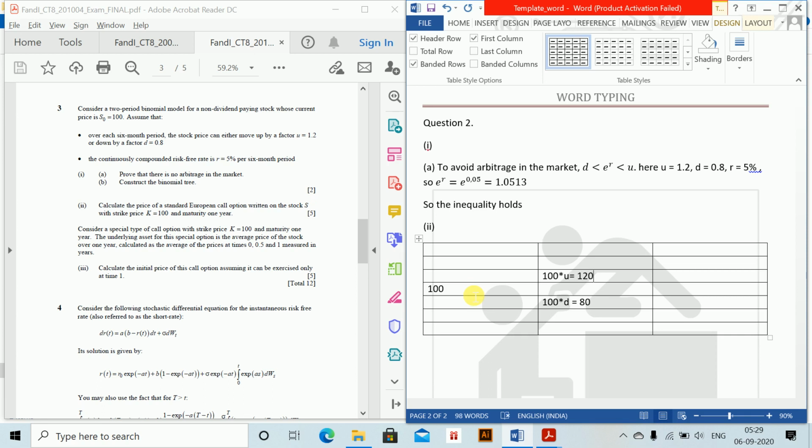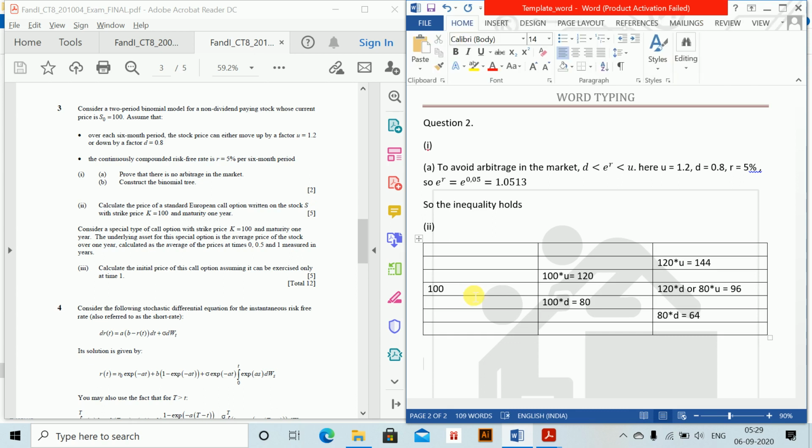Going up again 1 year, it is 120 into u, which is equal to 144. This is 120 into d or 80 into u, which is 96, and here it is 80 into d again, which is equal to 64. So this is my binomial tree. Time is 0, 0.5 and 1. And this was part B.